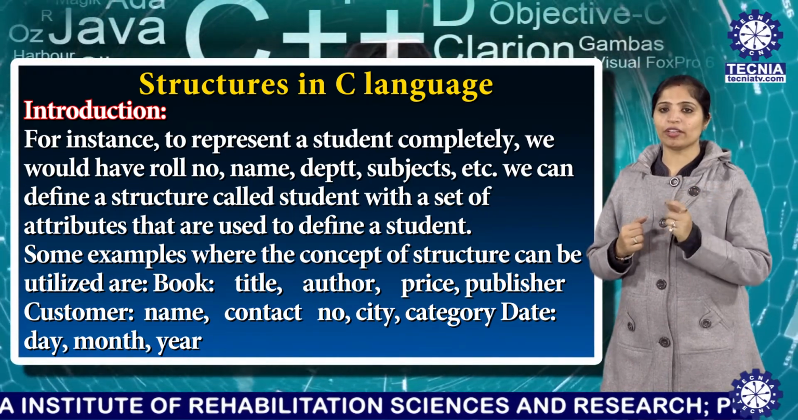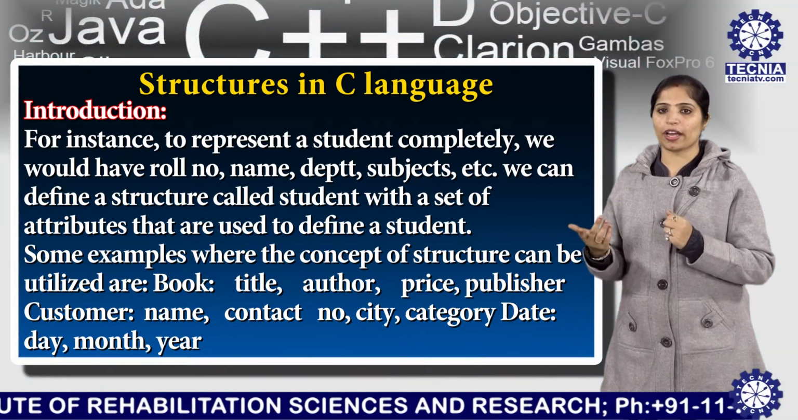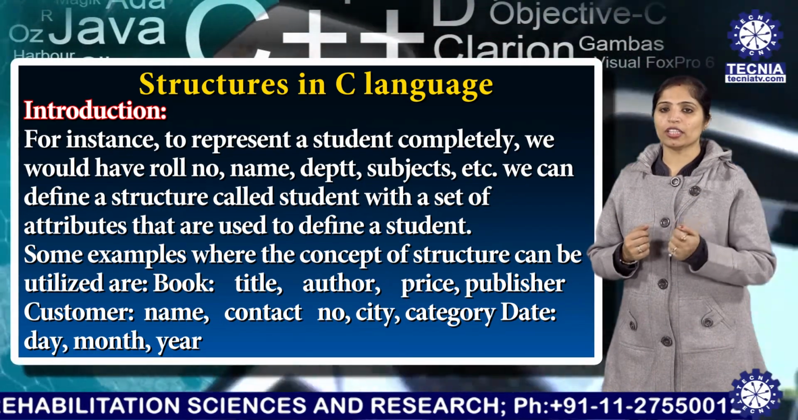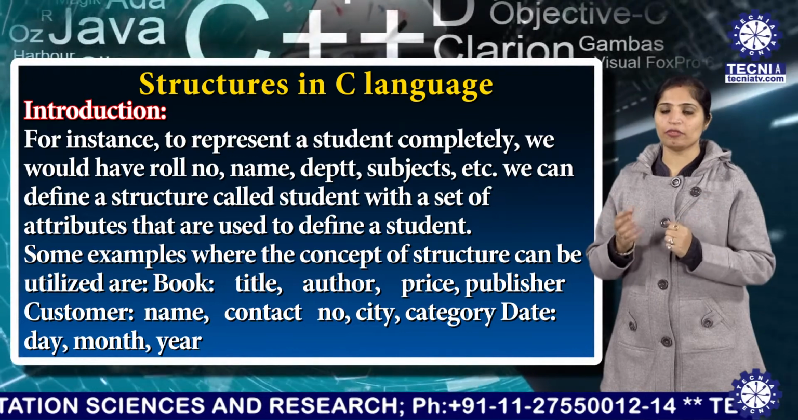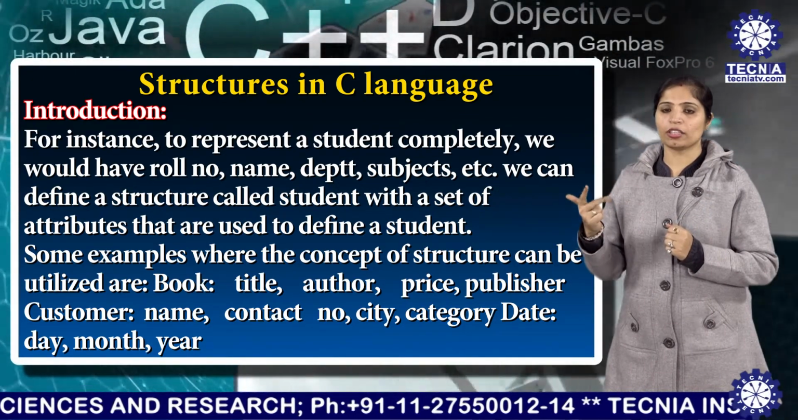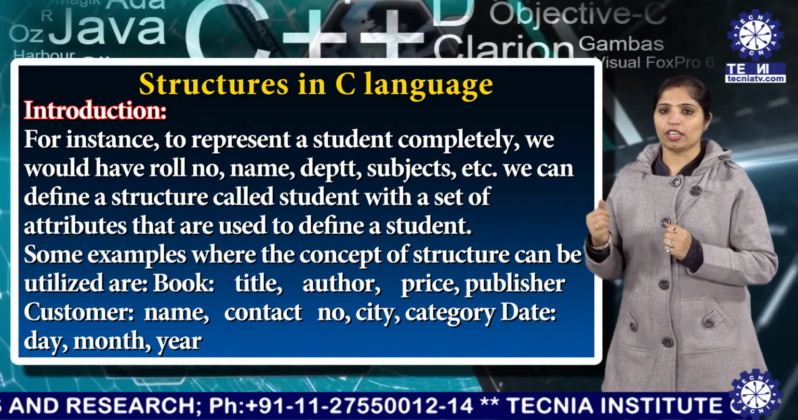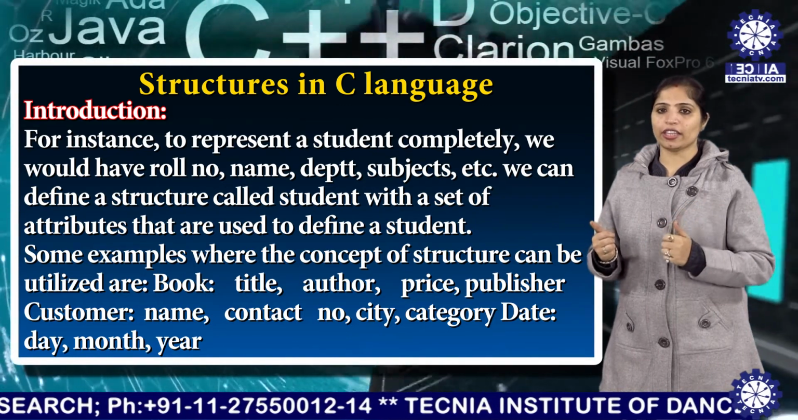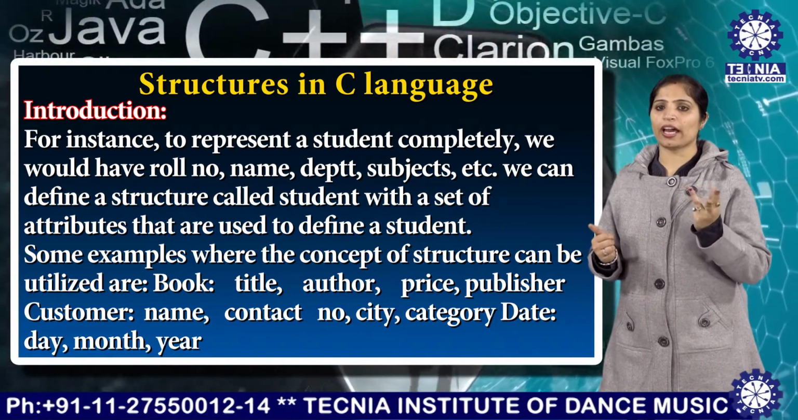In the book, we define title, author, price and publisher. Another one is customer. In the customer, we define name, contact number, city, category. And another one is date. In this, we define day, month and year.